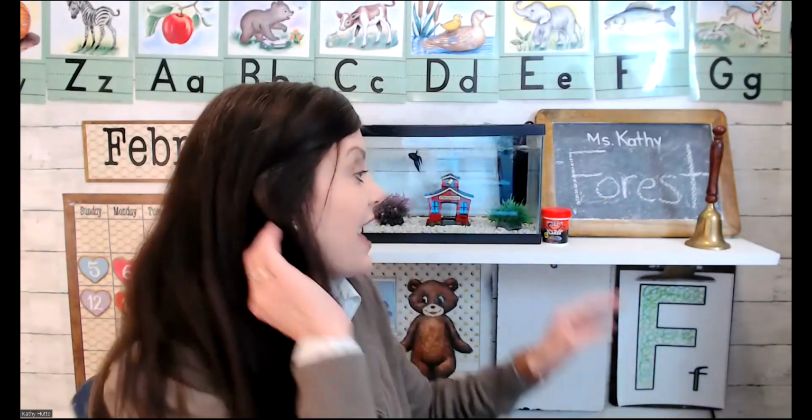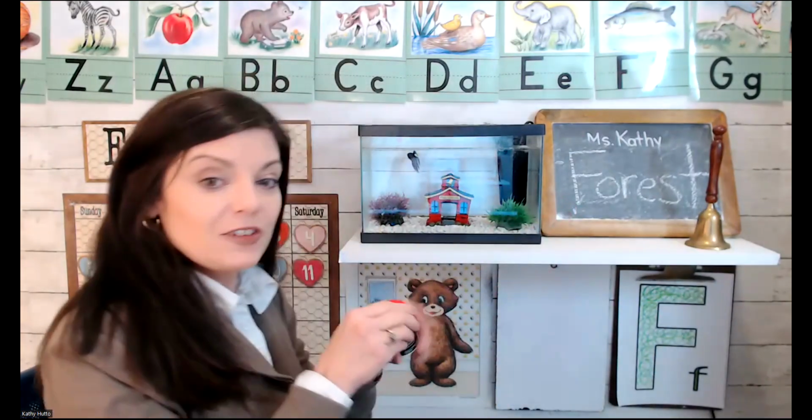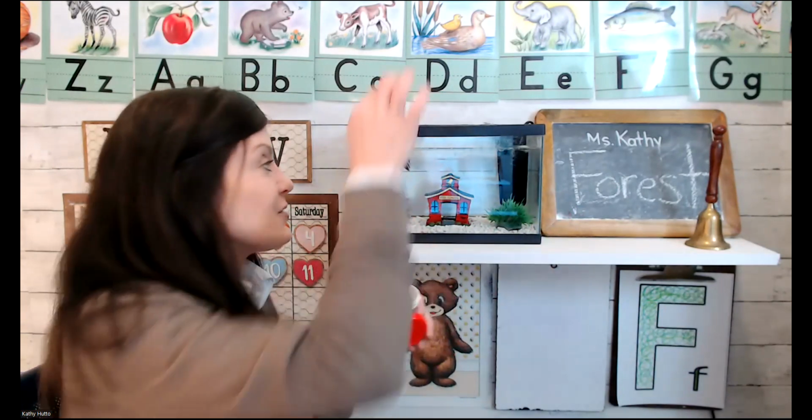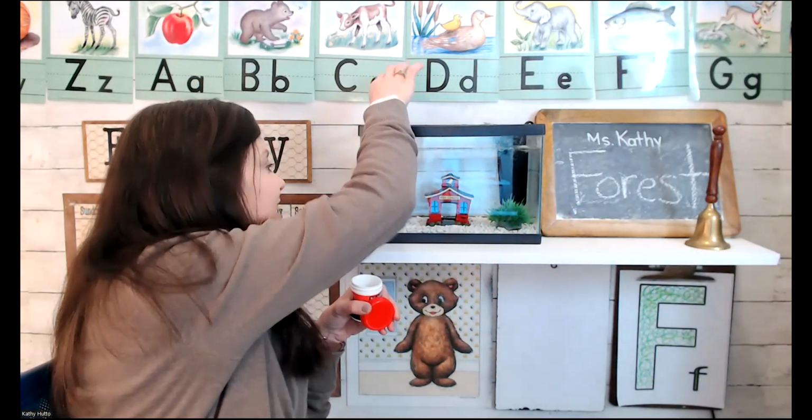A fish. And guess what? Fred also starts with F. So Fred the fish. And food. F is for food, and here's your food, Fred.